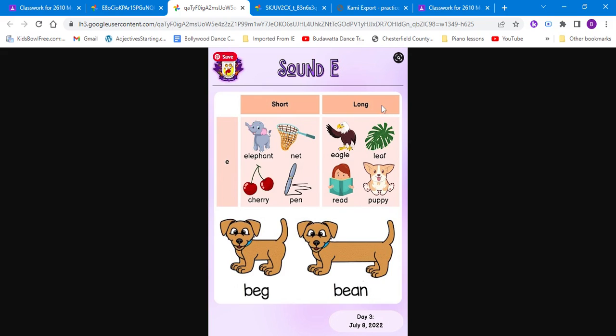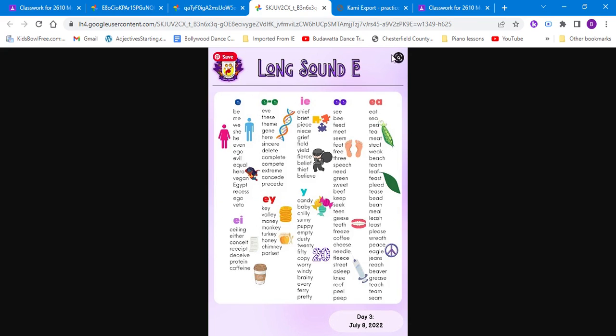For the long E though, we hear ee. Some examples are eagle, leaf, reed, puppy. So we hear the long E. We hear the E as the sound. Now I'm going to show you some different ways to write the long E.